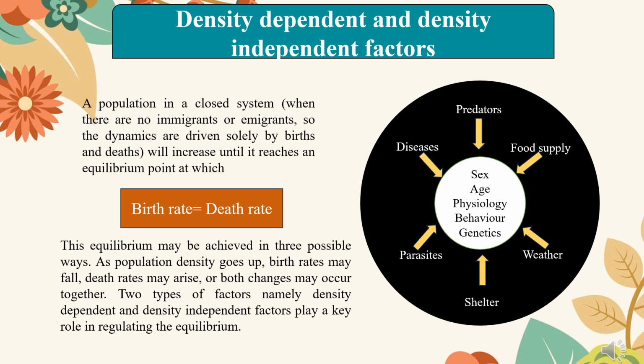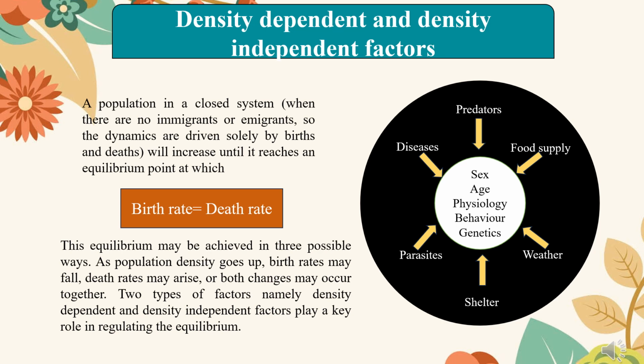So, types of factors regulating population density. A population can be regulated by limits in the food supply or by the harmful effects of parasites, predators, or competitors. The factors which play a role in regulating the density of populations are generally distinguished into two types: density-dependent and density-independent factors.